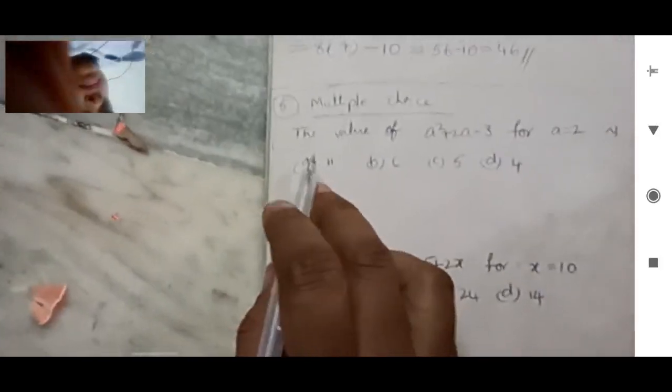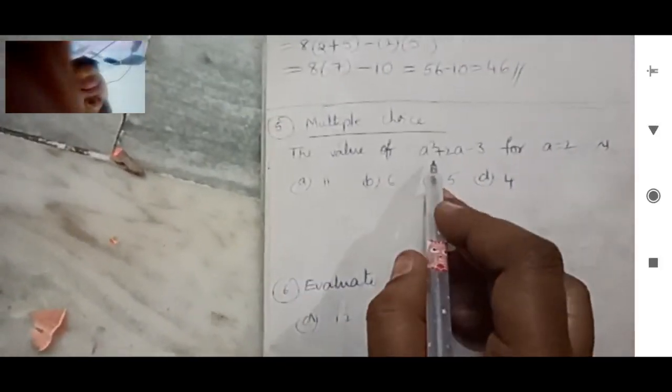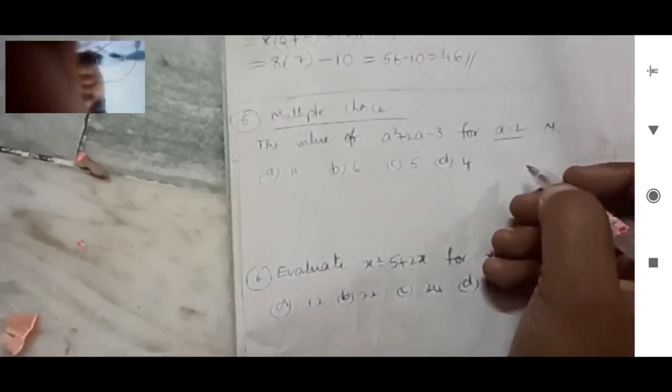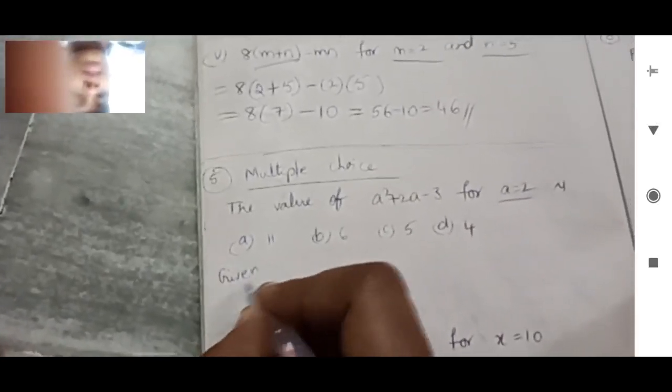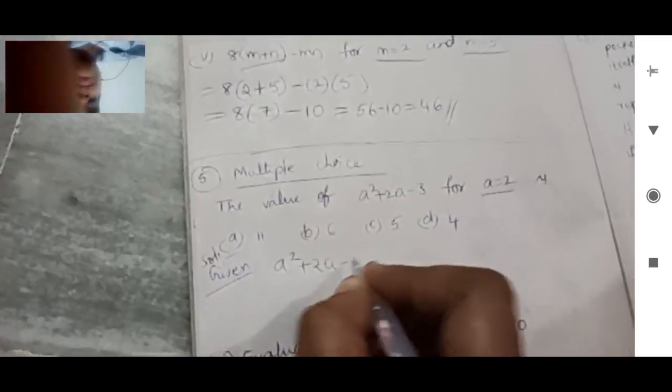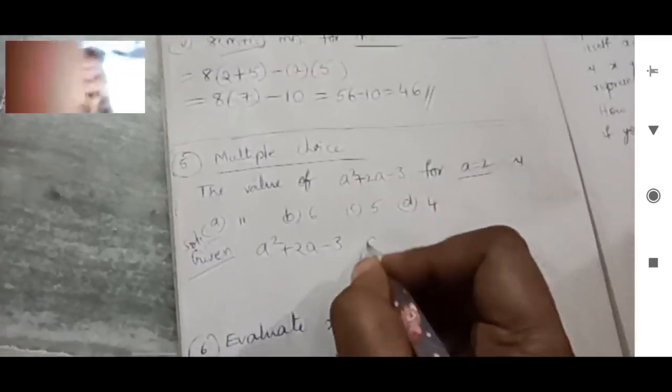Next one is multiple choice. Fifth problem is multiple choice questions. The value of a square plus 2a minus 3 for a is equals to 2. So which one is correct among these? Just substitute, Nana. So given algebraic expression what? A square plus 2a minus 3. Here in the place of a, 2 we have to substitute.